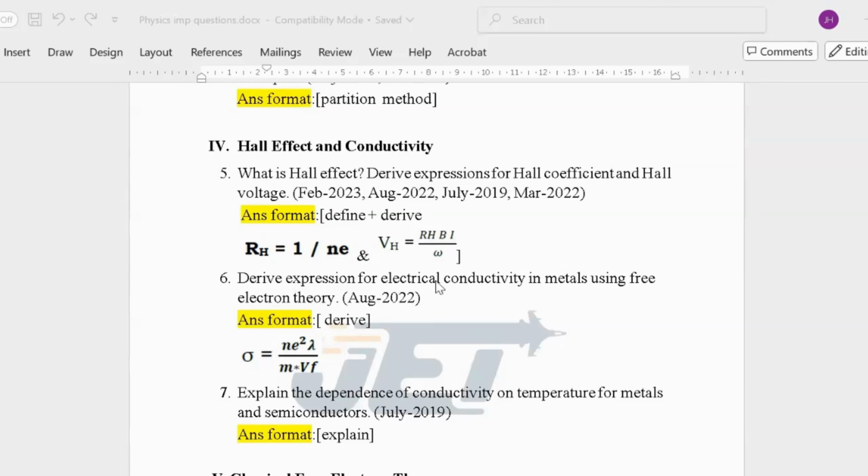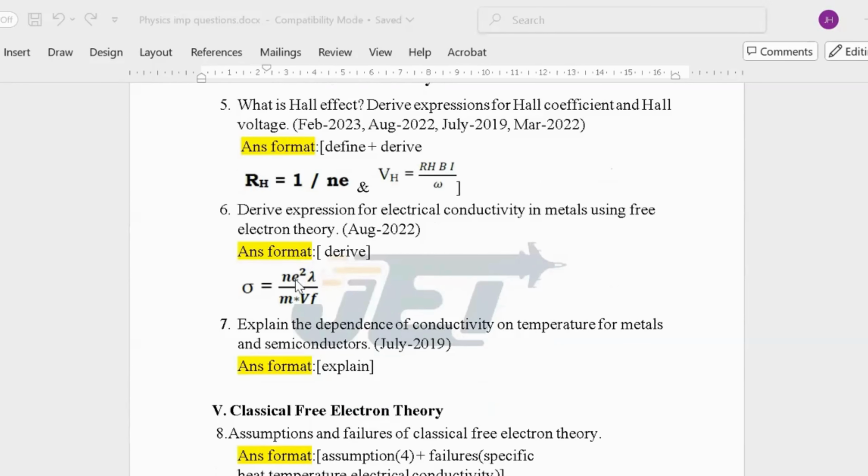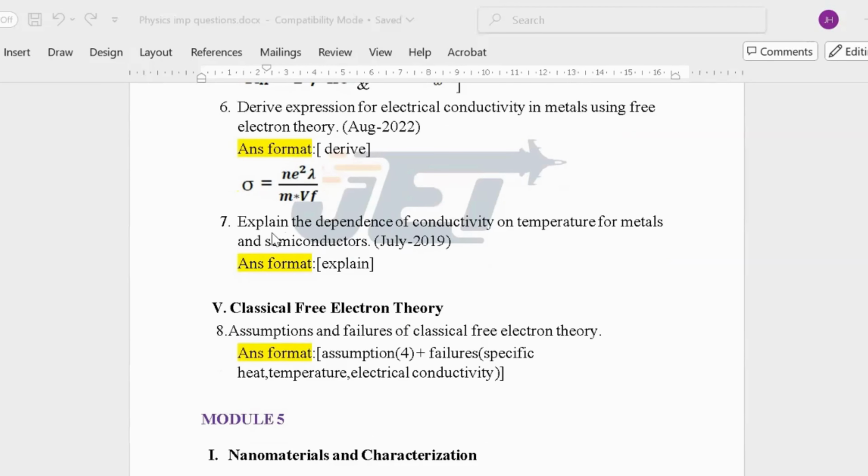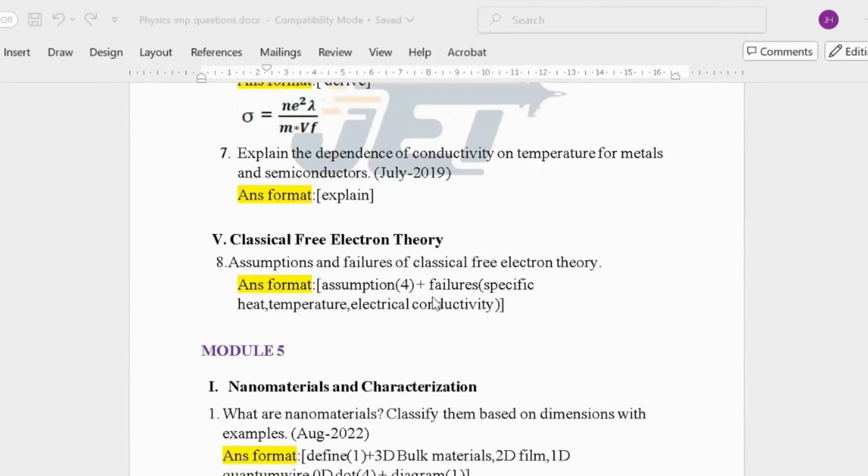Derive expression for electrical conductivity in metal using free electron theory. Okay, so this is what you're going to derive: sigma is equal to n e square lambda divided by m into v_f. Explain the dependence of conductivity on temperature for metals and semiconductors. So simple, can explain, right?